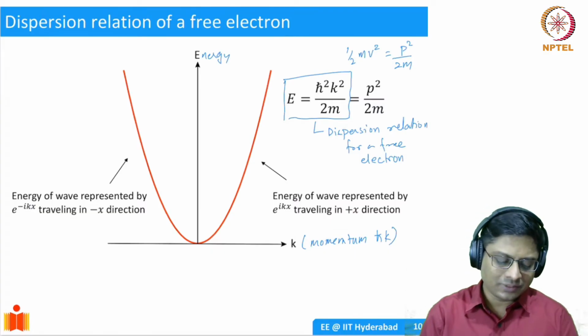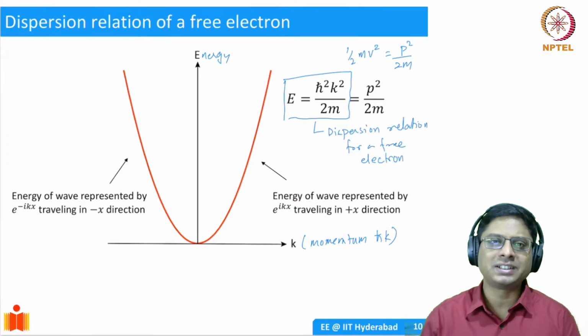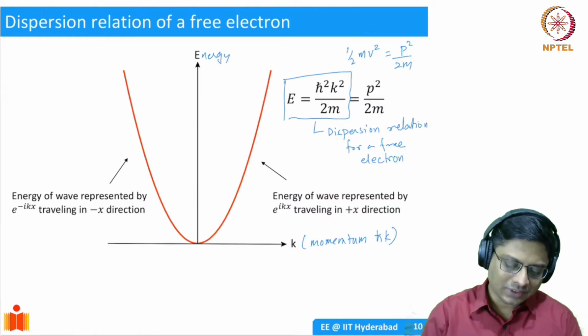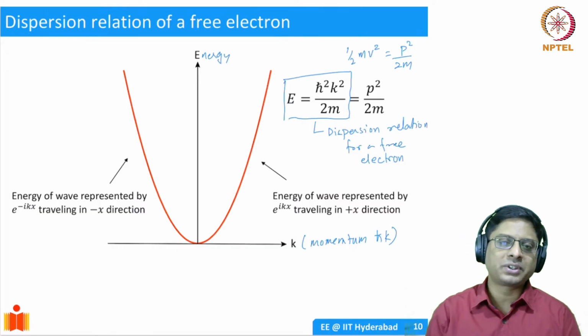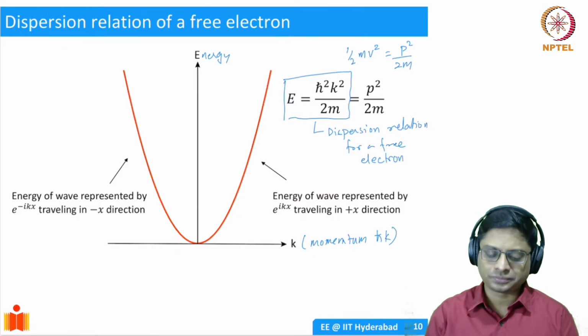Similarly, for the negative k, we are essentially talking about a wave which is propagating in the negative x direction, and it also has energy which is changing continuously. And since k square is there, it's basically a mirror image. All right. So this is the dispersion relation for a free electron.